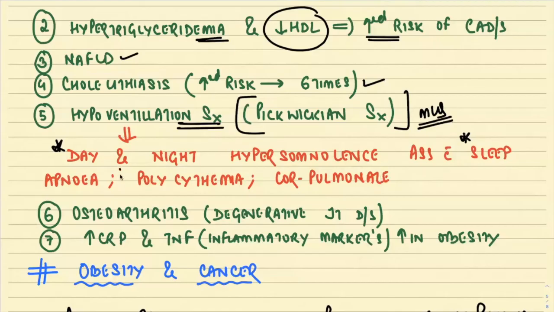And in the long term, it causes polycythemia and can lead to right-sided heart failure because of pulmonary hypertension, leading to cor pulmonale. It can lead to degenerative joint disease like osteoarthritis, and obesity can also increase the inflammatory markers, as we have seen above, the CRP and the TNF, and all this can further cause the complications of obesity.